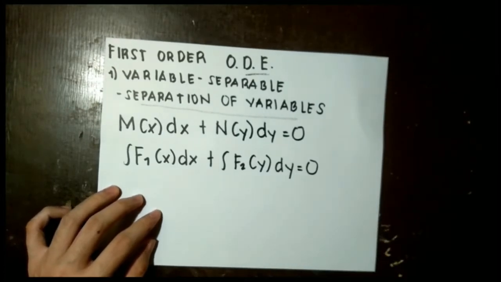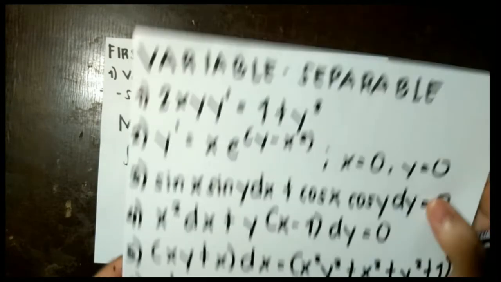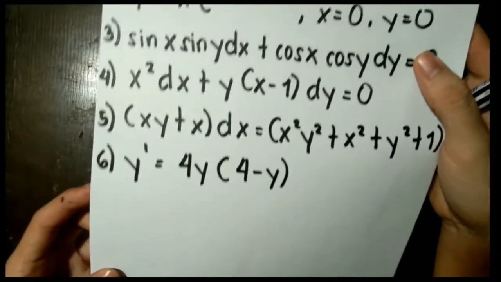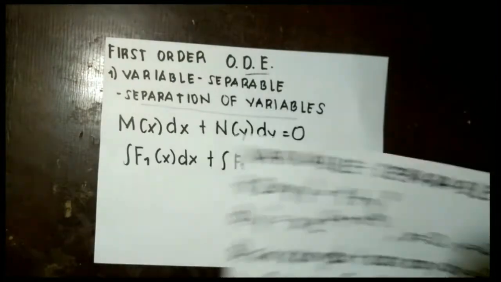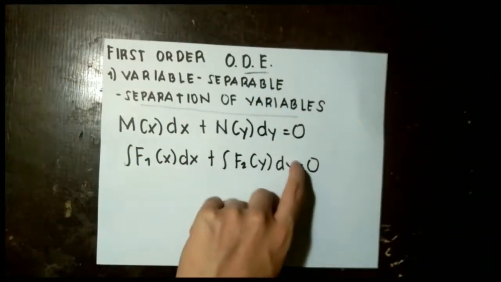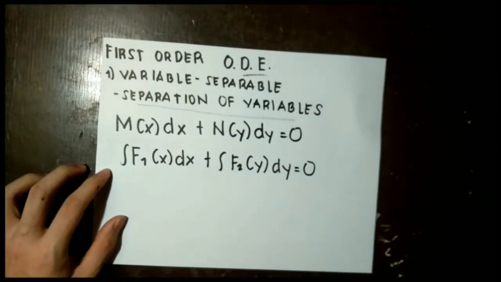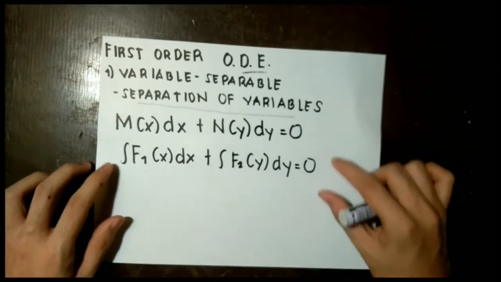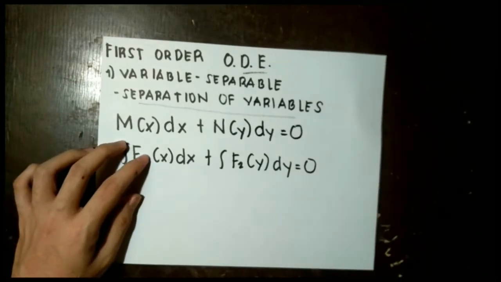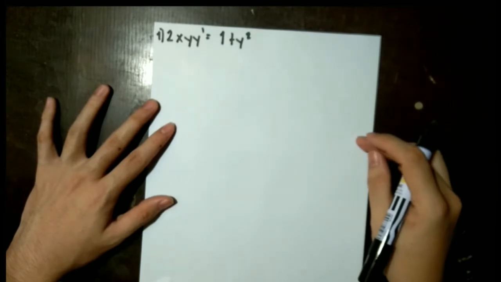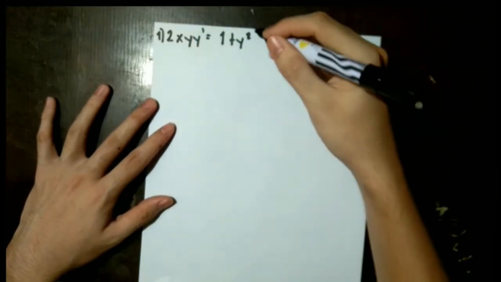So, meron ako ditong inihandang 6 problems para mas mapakita ko sa inyo kung ano yung ibig sabihin ng M of x dx plus N of y dy is equal to 0. So, ituturo ko ulit yung pinakamadaling paraan paano ito masolve. So, simulan na natin. So, ang first problem na isosolve natin is 2xyy prime is equal to 1 plus y squared.